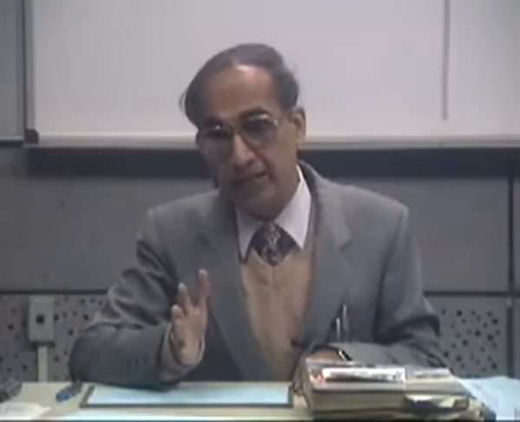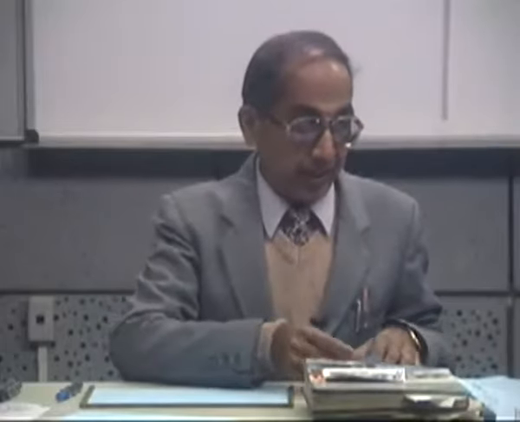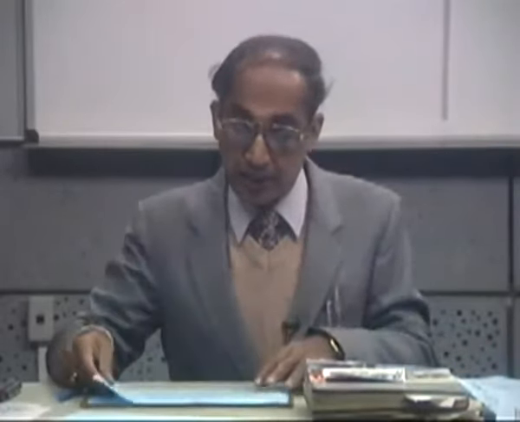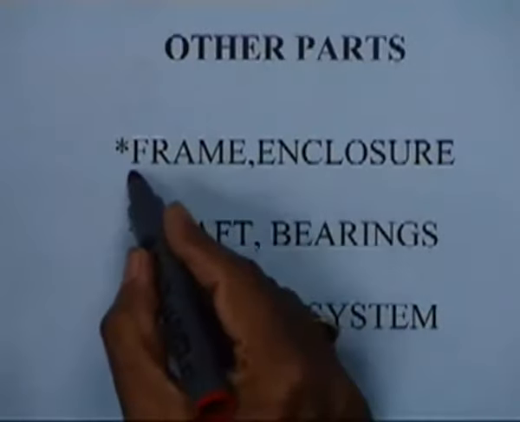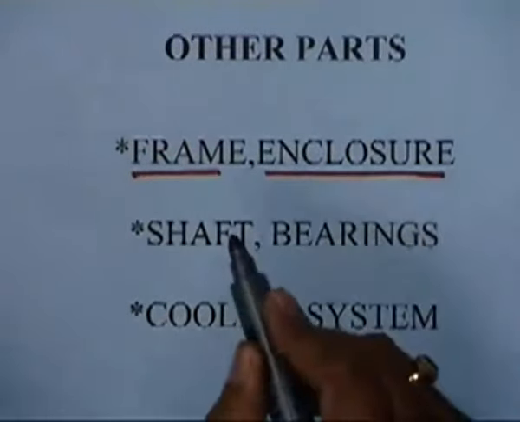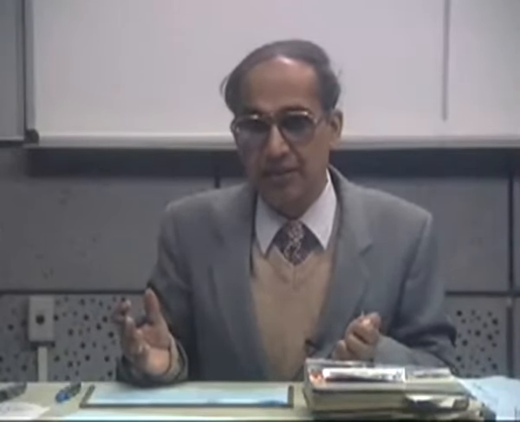Now let us also look at the other part. So far we have looked at the electromagnetic portion of stator and rotor, but since these are rotating, there are also non-electrical parts, which I call the other parts. Which are the other parts? The whole stator has to be put in a frame or an enclosure. That is important. You can't just place the bare stator with its core, so it must be enclosed.